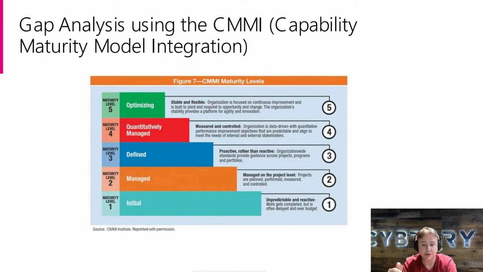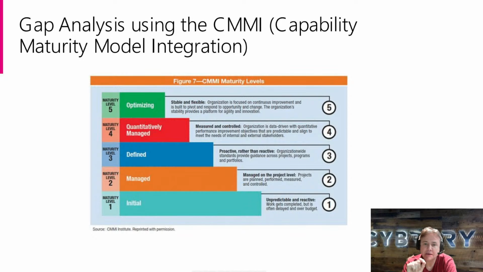Now, level 2 is a step in the right direction. We have our projects that are planned, performed, measured, and controlled, meaning we have a well-defined scope on our projects. We have a schedule, we have a budget, and we measure up against our baseline configurations for each of those. We are able to make changes to our projects and our endeavors as we move forward according to a specific process. Now, defined, a lot of organizations are looking to get evaluated at level 3. So we're proactive. We don't just respond, but we have proactive strategies in place. We have organization-wide standards. So regardless of the office or the location, we have standards across these programs, projects, portfolios, and they are defined. They are repeatable.